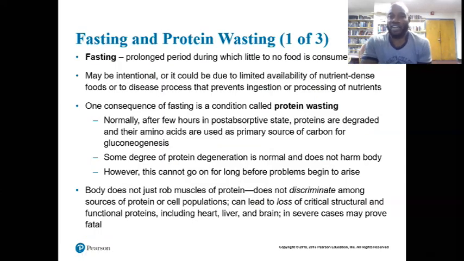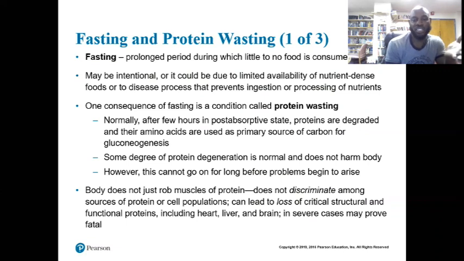And here we're going to talk about fasting a little bit more. I mentioned it earlier. Fasting is prolonged periods without food, basically, and could be intentional. Unfortunately, there are people who are doing it unintentionally because they just don't have access to food. Like I said, your body can burn fat while you're fasting, but you also have some consequences. Like I also mentioned, one of the consequences is protein wasting.